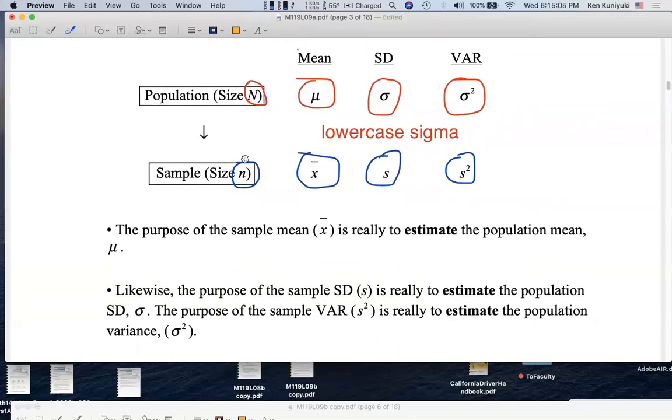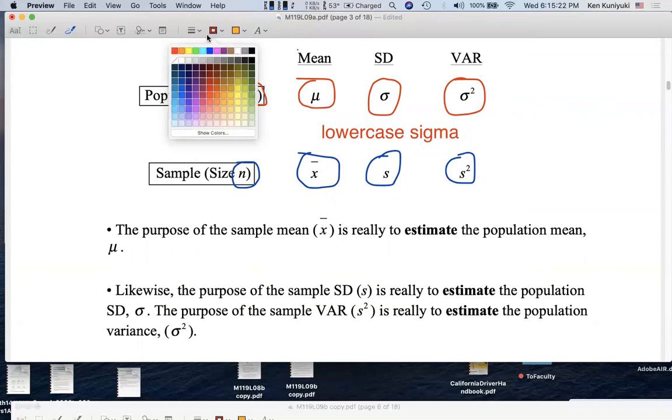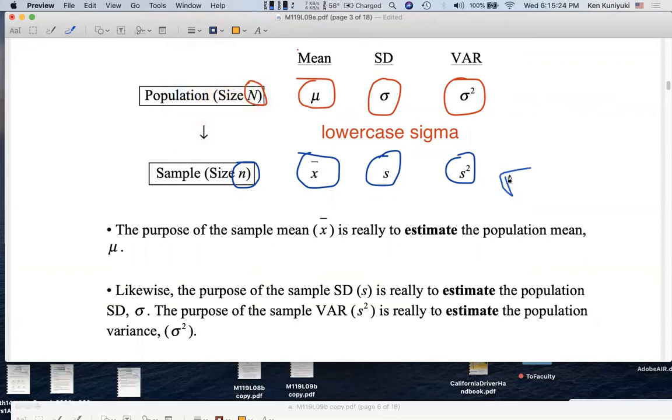Now, ultimately, we care about the values for a population mean, a population standard deviation, and or population variance. We really care about these population parameters on top and their values. The sample statistics on the bottom, they're a means to an end.